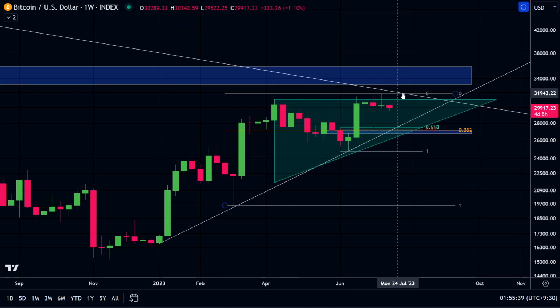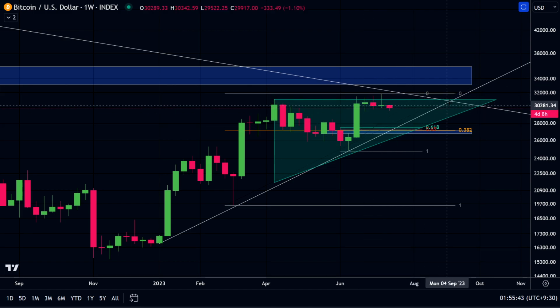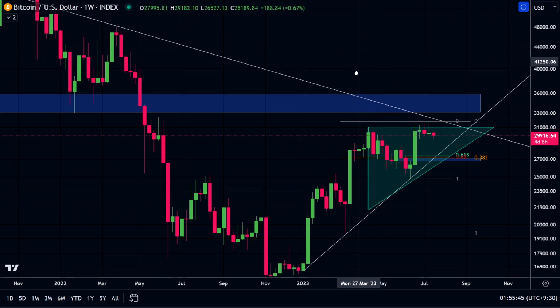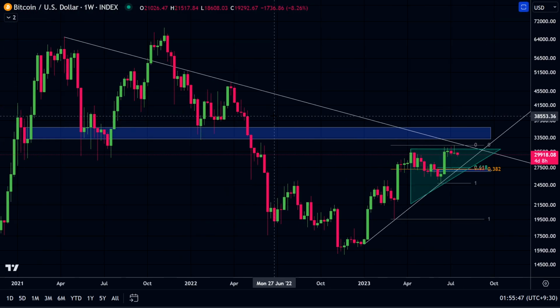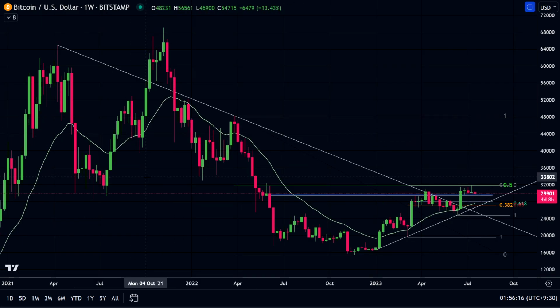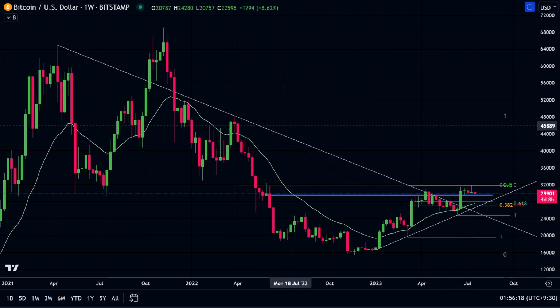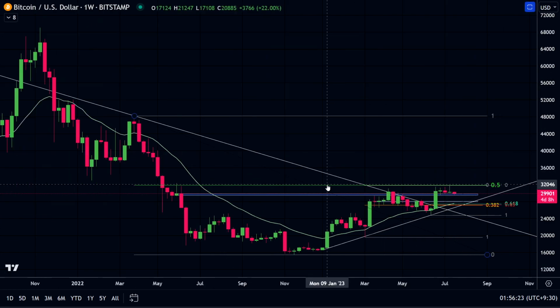We can see we are quite close to it, and we could just end up squeezing in this triangle pattern and eventually look to break this trend line on the log scale connecting these two highs. So just something else to watch there. But let's look at some of the weekly order blocks here. Again, we've got that trend line drawn in. We're back on the regular scale for the time being.